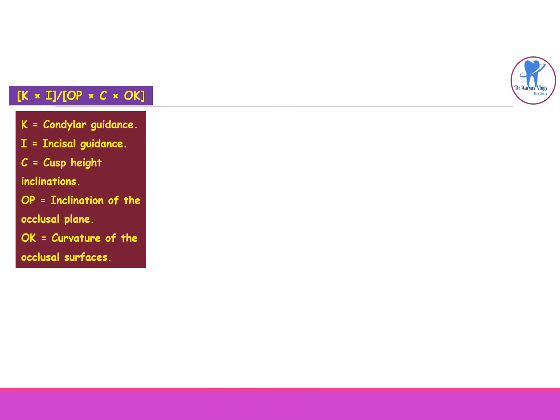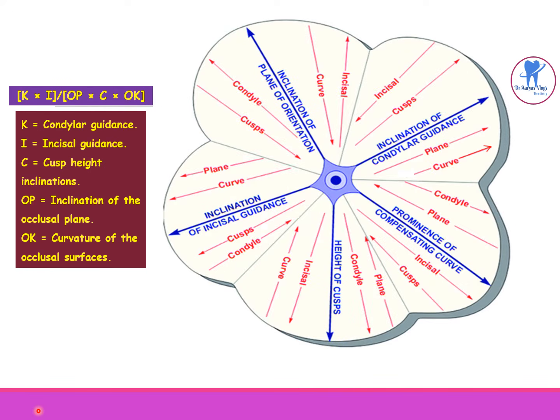What is that? K into I by OP into C into OK. Condylar guidance, incisal guidance, cusp height inclinations, inclination of the occlusal plane, and compensating curves. And this is the Hanau's quint. I will try to discuss this in an easier way to memorize it. In this picture, it shows plane of orientation, condylar guidance, compensating curves, incisal guidance, and cusp height.